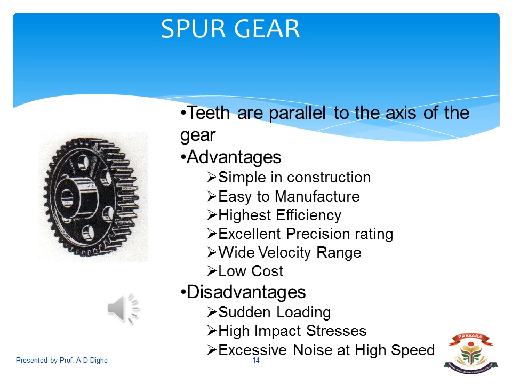As the manufacturing is easy, the production cost is low. Spur gear has some disadvantages as well, as there is a sudden engagement of teeth. Because of that, sudden loading is applied on the teeth, which results in high impact stresses, and at high speed it will create excessive noise, which is not desirable. Now in the next lecture, we will see the terminology of a spur gear.